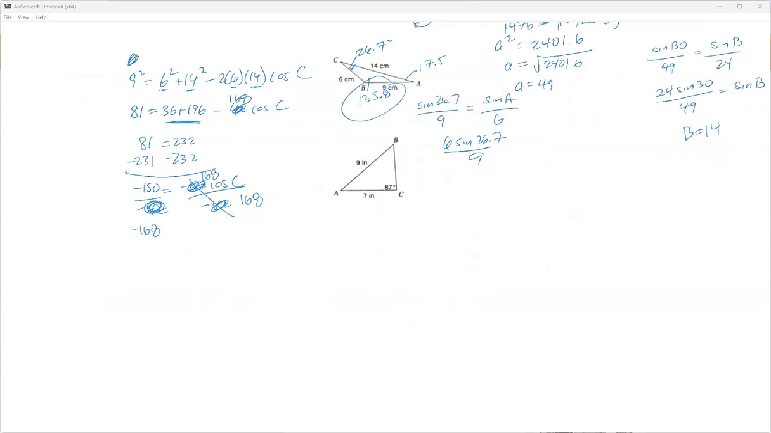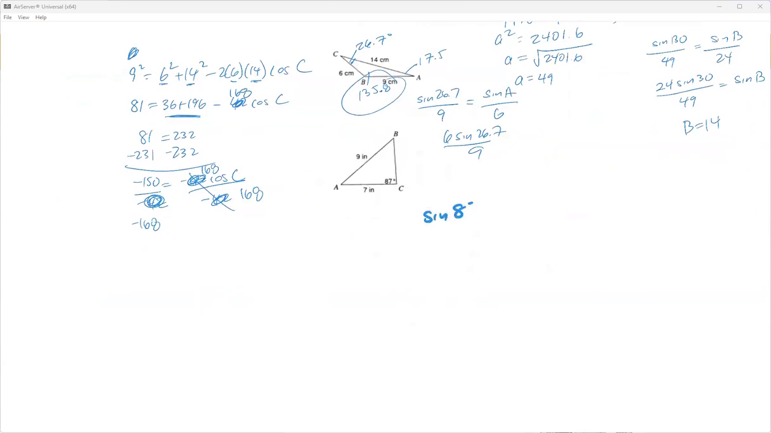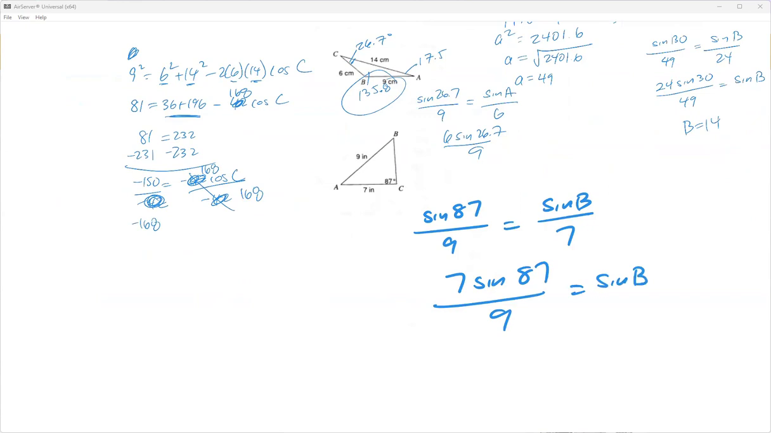It's pretty quick. All right, so sine of 87 over 9 is equal to sine of B over 7. 7 sine 87 over 9 is equal to sine B. So 7 sine 87 divided by 9. Inverse sine of the answer is 51. So B is 51. So we know that 51 plus 87 subtracted from 180 is 42. This is 42 degrees here.